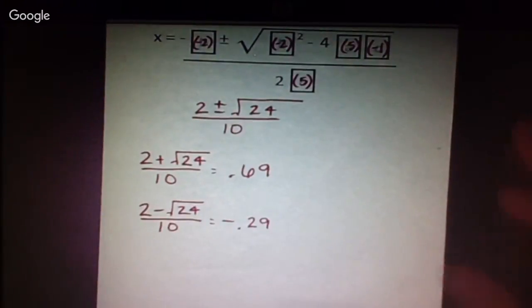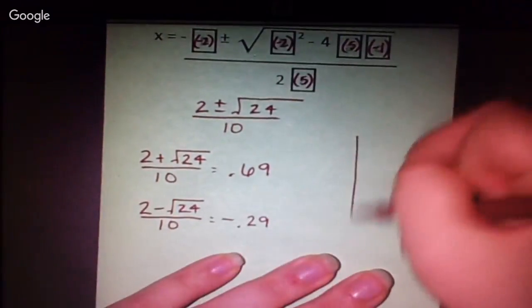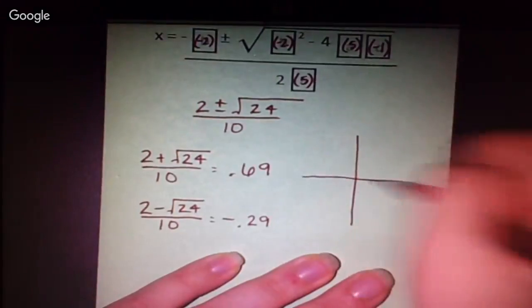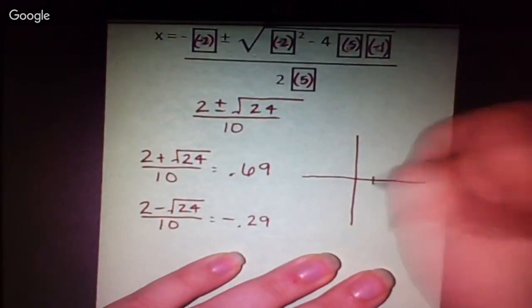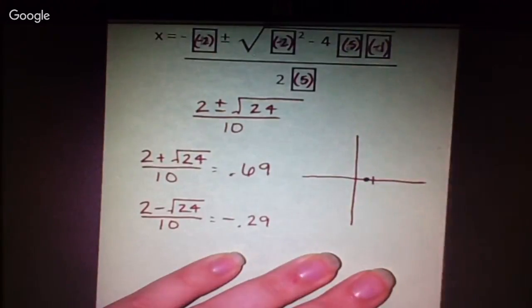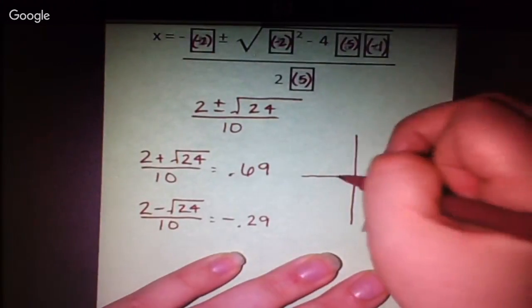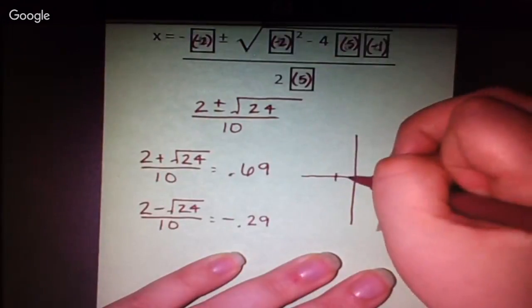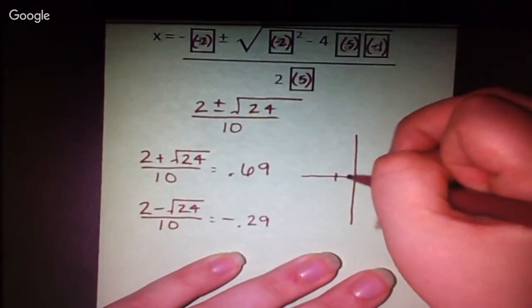Okay, so what does this mean when you use the quadratic formula? This means that when I graph my quadratic, it's going to pass through the x-axis at 0.69, so somewhere around there. And it's also going to cross at negative 0.29, so somewhere around here.